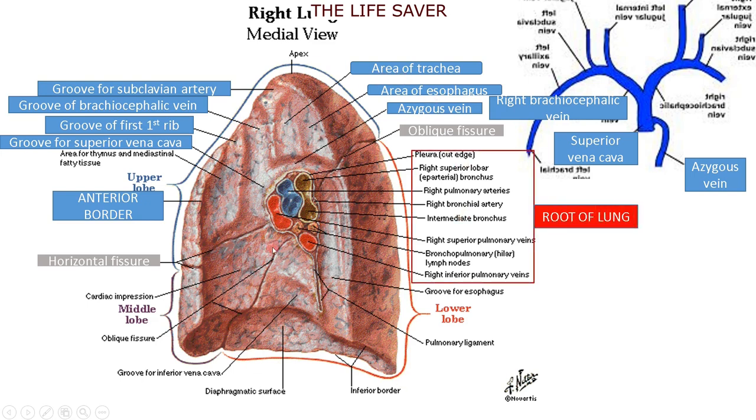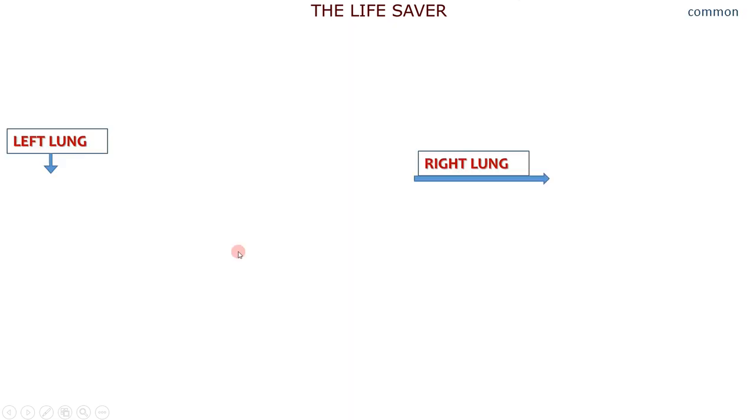Now we are going to discuss the structures which are present at the center of the right lung, known as the hilum of the lung, in detail referred to as the root of lung. This is the bronchus, pulmonary artery and pulmonary vein, bronchopulmonary lymph nodes. This is the pulmonary ligament. Three impressions are left in the right lung, which are the groove for the esophagus, the groove for the inferior vena cava, and the last one is the cardiac impression.